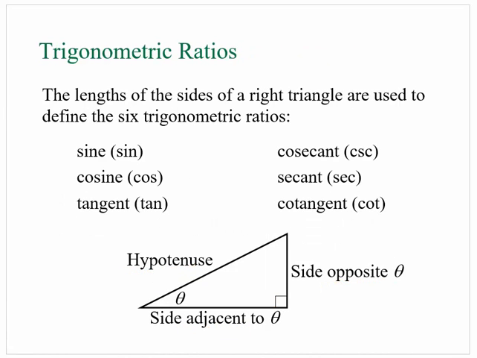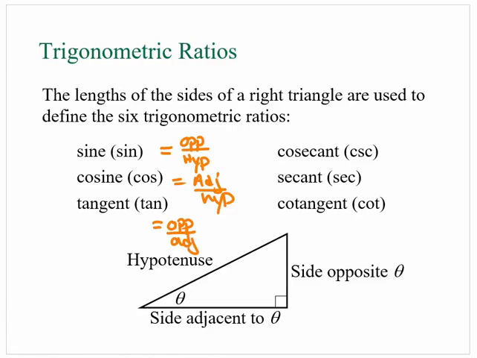There are 6 ratios that you need to become familiar with, and they all are in reference to the angle in the triangle. So if the angle is in this bottom left corner, sine is equivalent to the ratio of the opposite side over the hypotenuse side. Cosine is equivalent to the adjacent side over the hypotenuse side. Tangent is equivalent to the opposite over the adjacent.